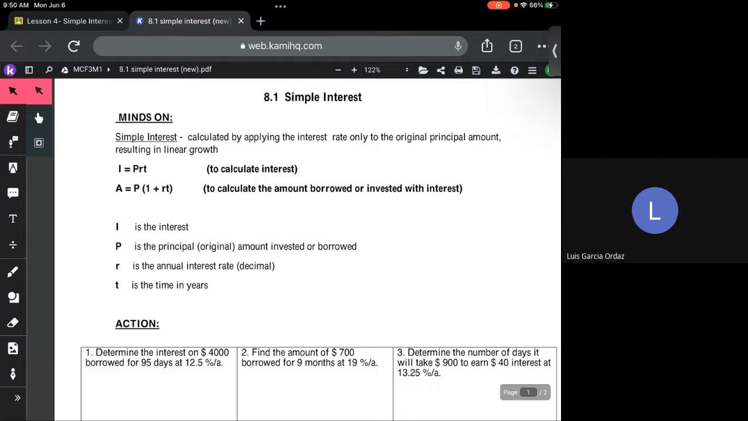Convert a percentage into a decimal. And if the time is not in years, you have to convert it into years. Simple interest is calculated by applying the interest rate to the original principal amount, resulting in linear growth.